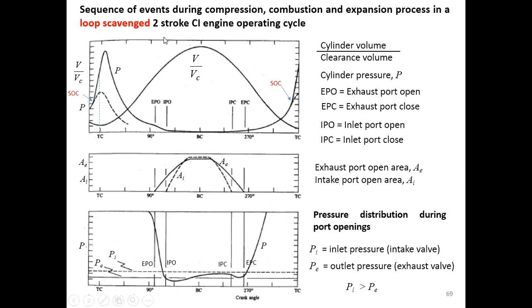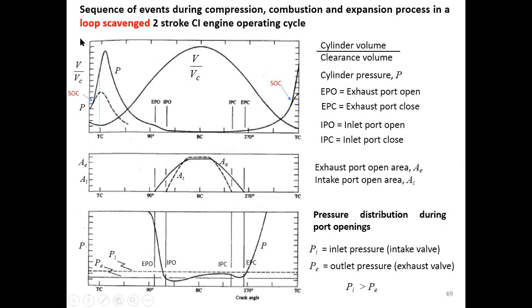For the loop scavenged, if you remember, for the two-stroke engine, we can have a valve, either intake valve, or we can have the port, to intake or exhaust the gas inside the chamber. So I show you here a two-stroke CI engine that uses the port to exchange or to scavenge the gas inside the cylinder. And the way they do it is loop scavenge.